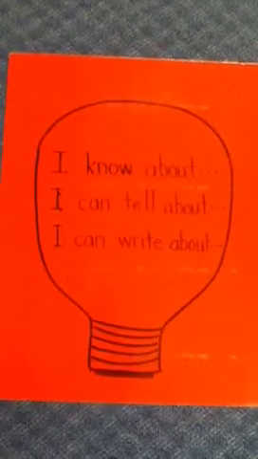Next one we're going to look at, we're going to get into some writing posters. Here's one where we can post this, I know about, so the kids could know about their dog at home. I can tell about my dog, and therefore I can write about my dog. So it gives kids assurance in their writing.